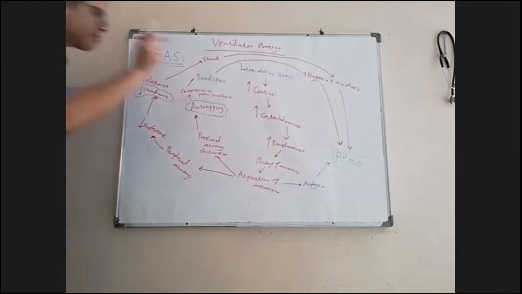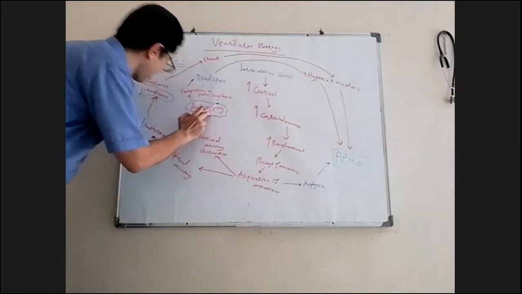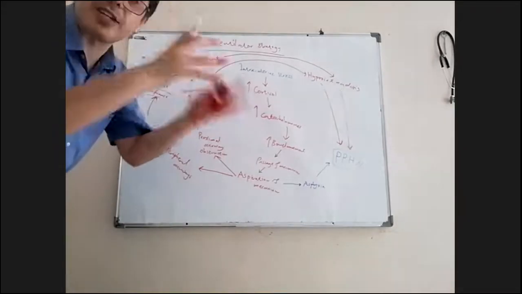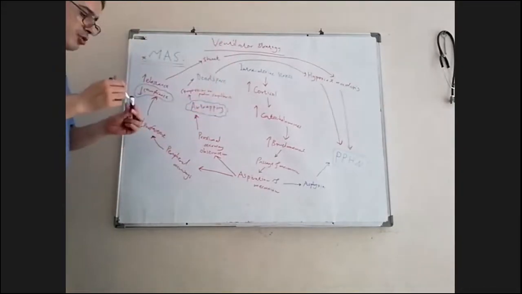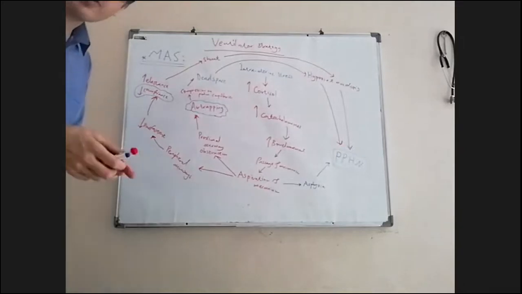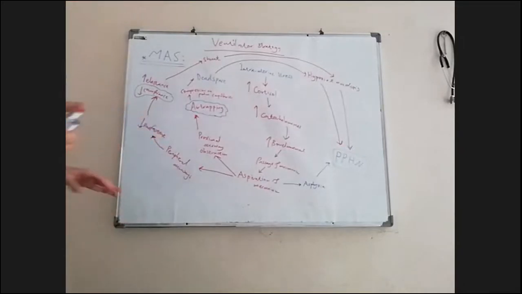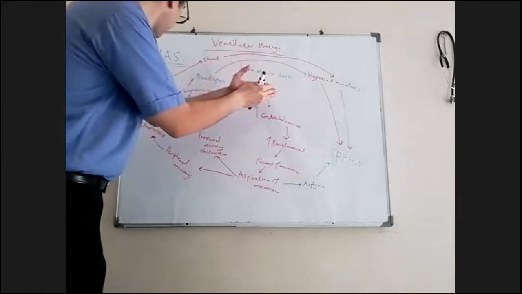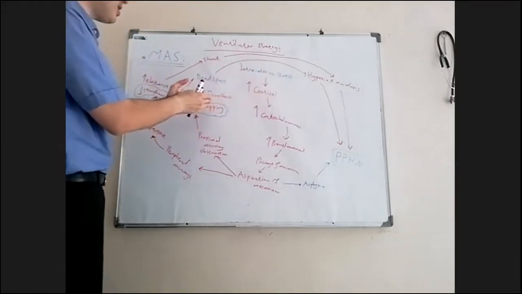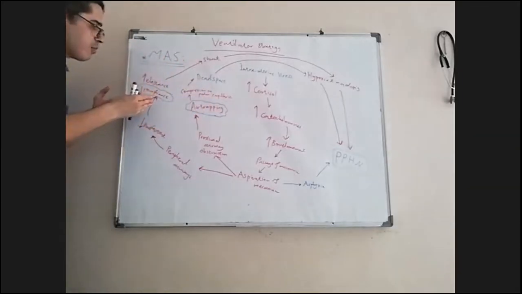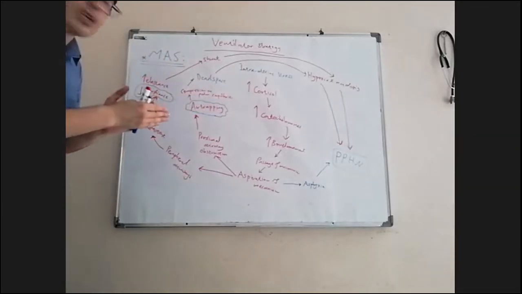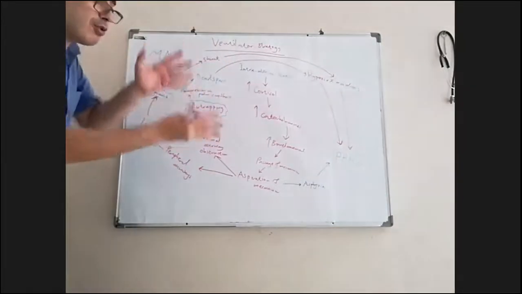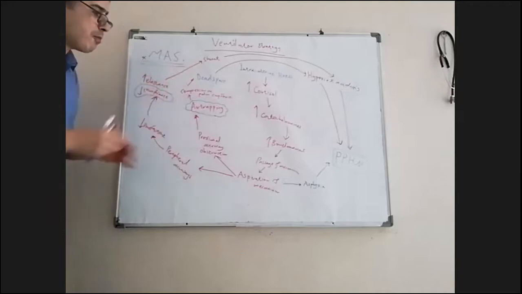So it may come this way, it may come in this way, and it may come both together. That's why meconium aspiration is not easy. You may have this one, you go in one direction: you have air trapping, increased resistance. Or you have decreased compliance, then you go to another direction. Or you may have both of them. Then you have to balance.